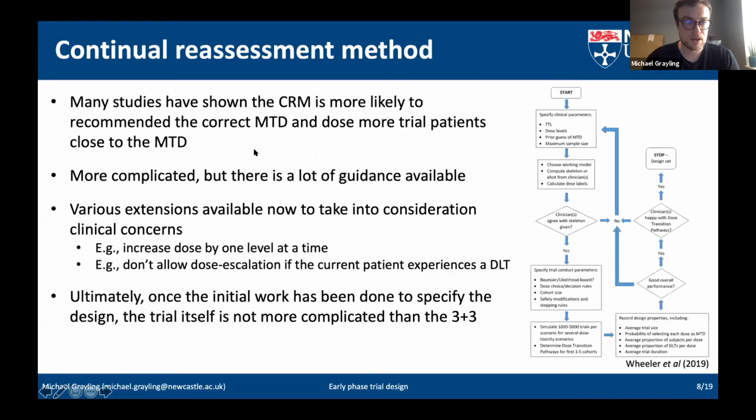So what about the CRM then? What are its advantages and disadvantages? Well, there are a whole bunch of papers now that show this design is far more likely to actually recommend the correct MTD and dose far more trial patients at close to the MTD. So that's its clear advantage here, really.